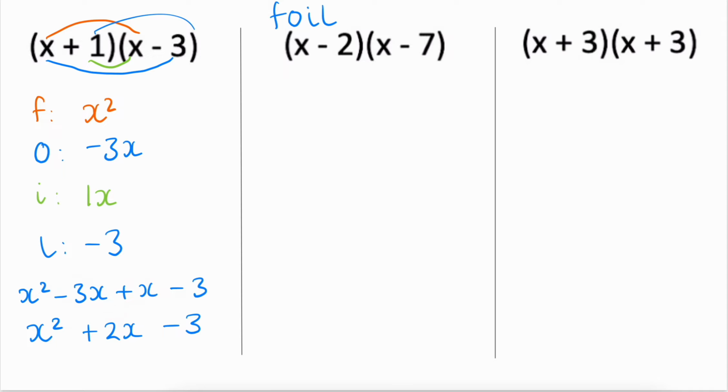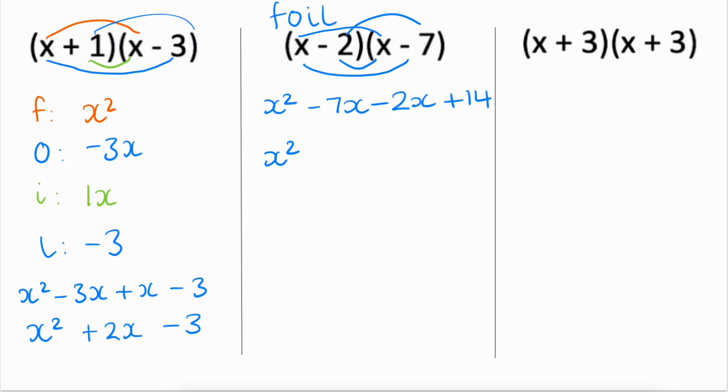So again with the second one, so I have x minus 2 and then x minus 7. So I'm going to do the first, which is x squared. The outside, which is minus 7 times x. The inside, minus 2 times x. And the last, minus 2 times minus 7, which gives me positive 14. So when I simplify that together, I have x squared minus 9x plus 14. And that minus 9 has come from minus 7 minus 2.